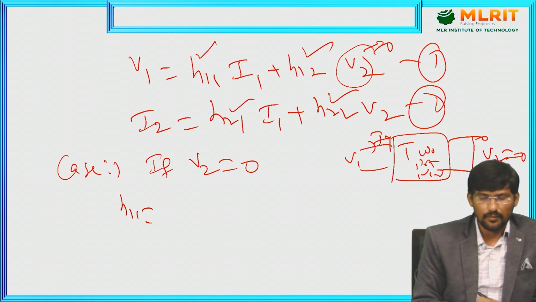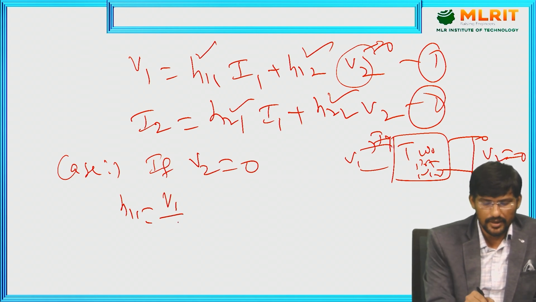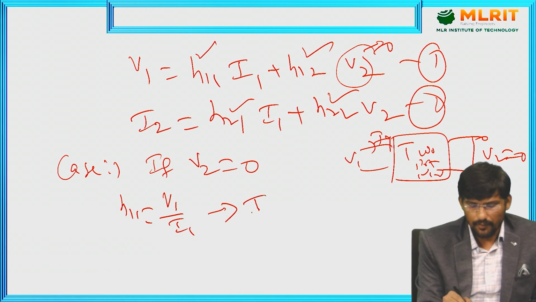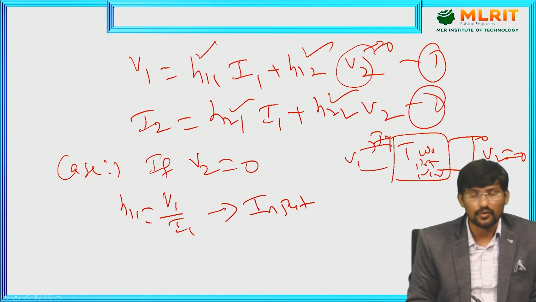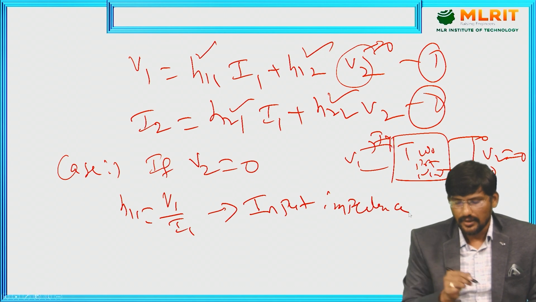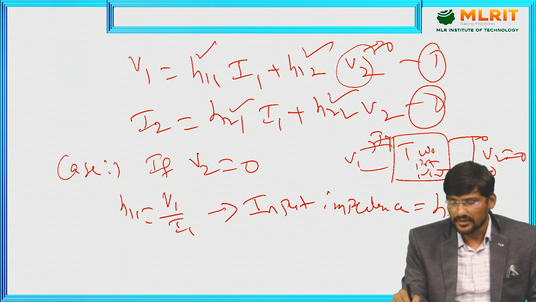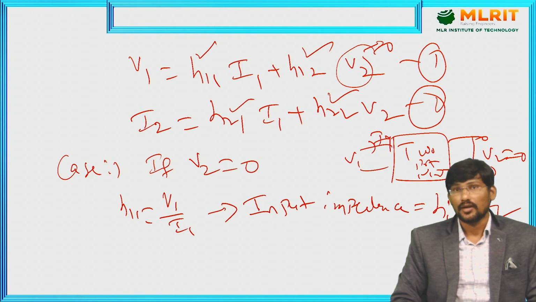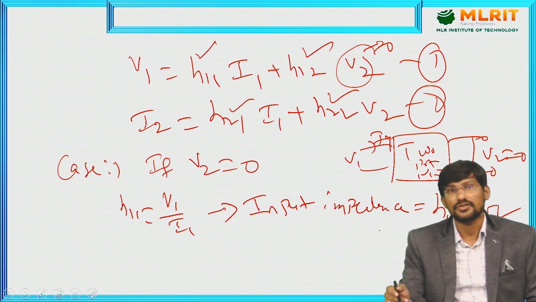With V2 equal to 0, H11 is V1 by I1. V1 by I1 is called the input impedance. It's the ratio of input voltage to input current. It is represented as Hi, and the units are ohms. Input impedance has units of ohms.